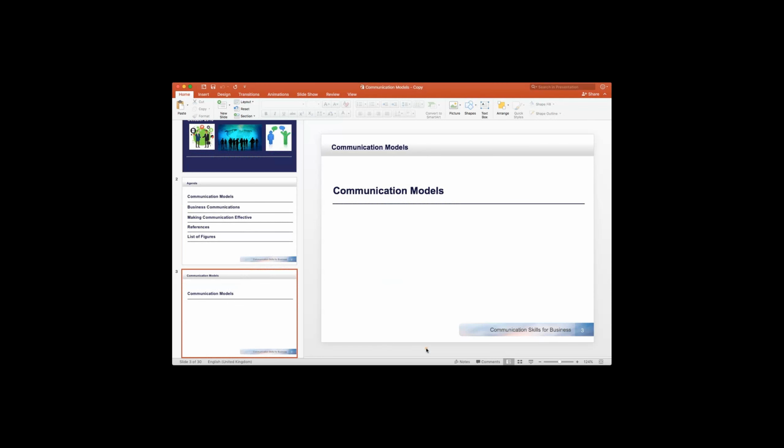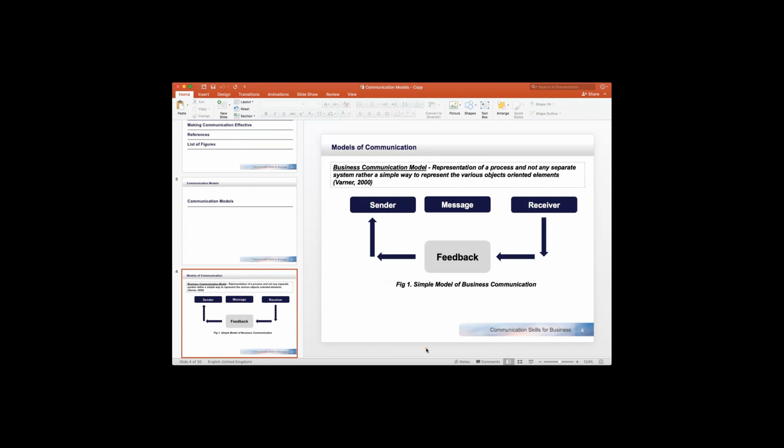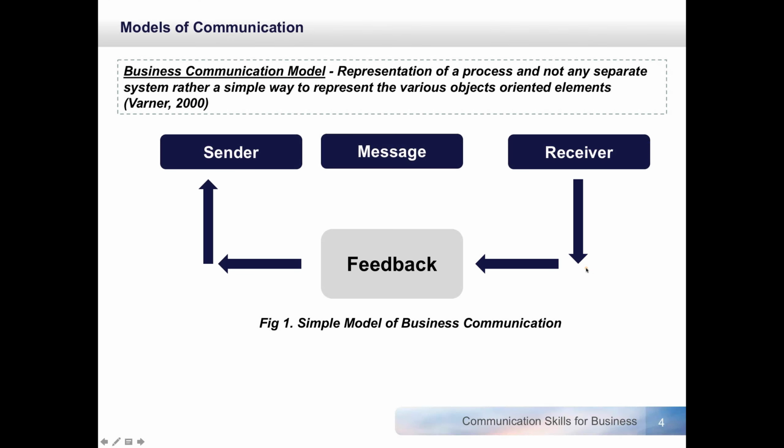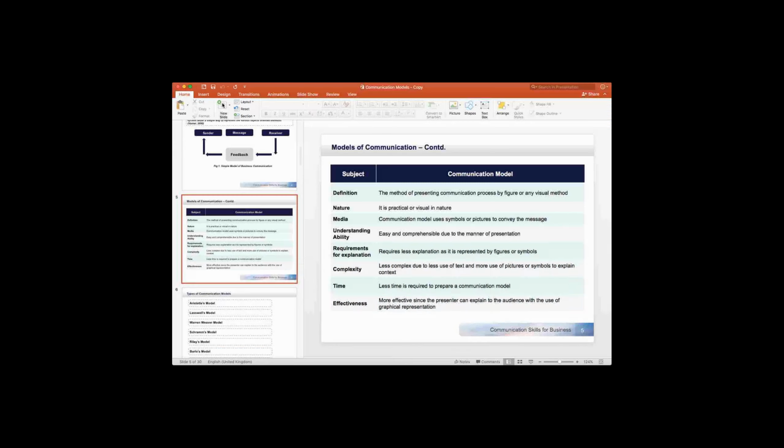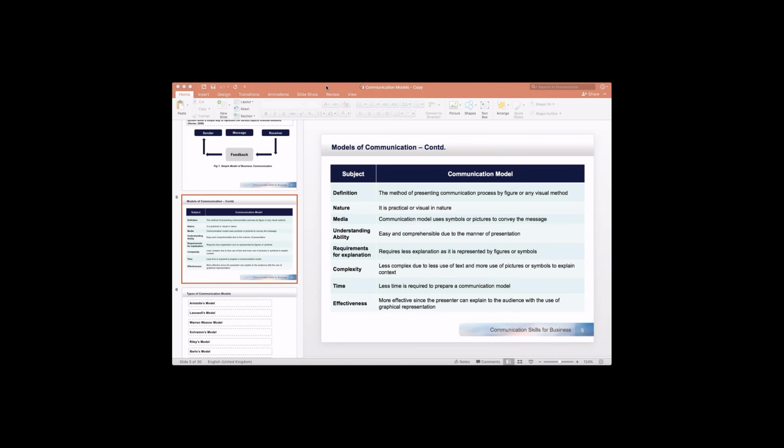So let's go on to the slides and look at a few things in terms of the various communication models. Now, over the years, what has happened is... Are you able to see my screen? Yeah. Okay.